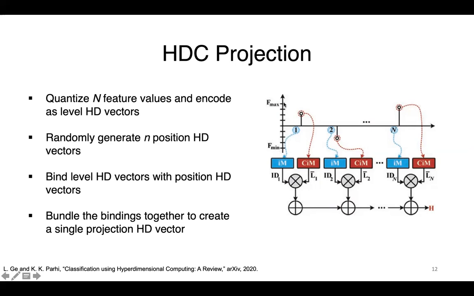In our case, I'll get into that shortly. But next, we randomly generate n position hypervectors that are quasi-orthogonal to each other, and we bind these position hypervectors with the level hypervectors we generated earlier. This binding gives us n HD vectors that represent the n original feature values. And then finally, we bundle these HD vectors into a single projection vector H, which represents the original feature vector projected to HD space. Since bundling preserves similarity, H retains the feature value information of the original feature vector.